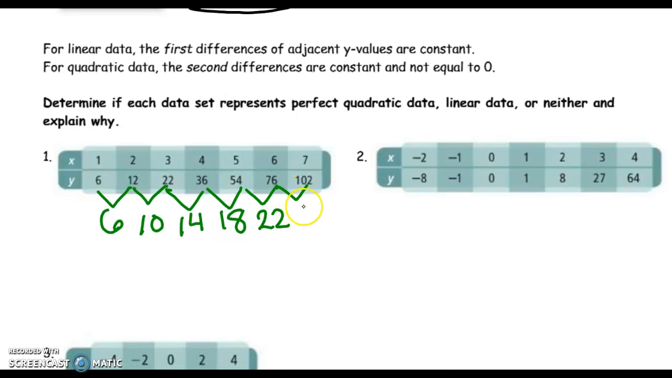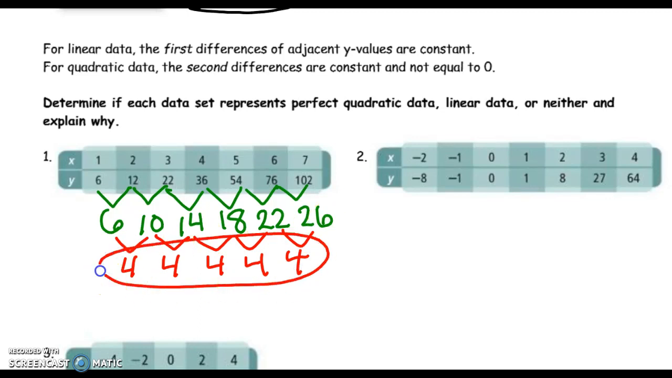76 to 102, I added 26. So since I was adding that whole time, these are all positive numbers. There is none of these that are the same. Basically, we can notice that we don't have a constant difference. So I'm going to look at my second differences. Here I'm adding 4. 10 to 14, adding 4, 14 to 18, adding 4, 18 to 22, and 22 to 26. This now is a common second difference, which means this is a quadratic relationship.